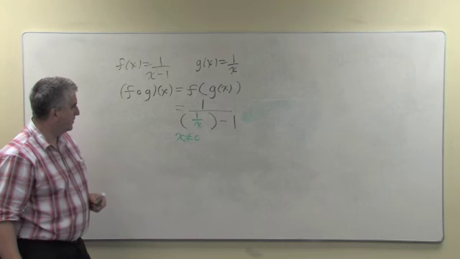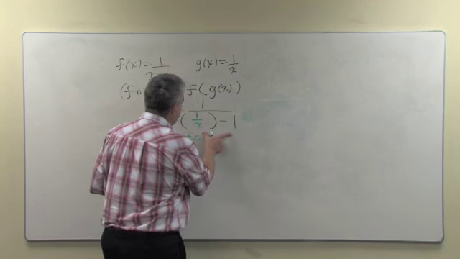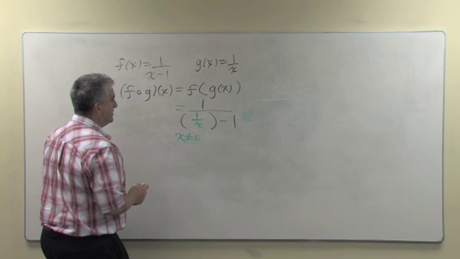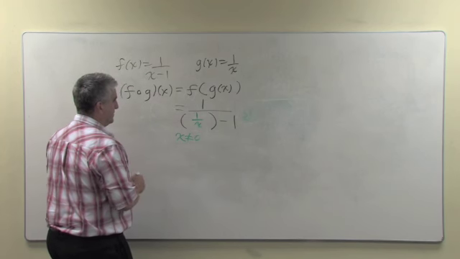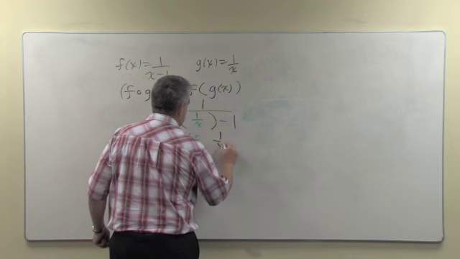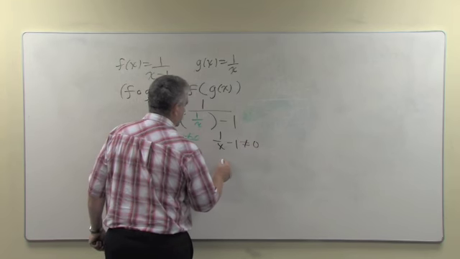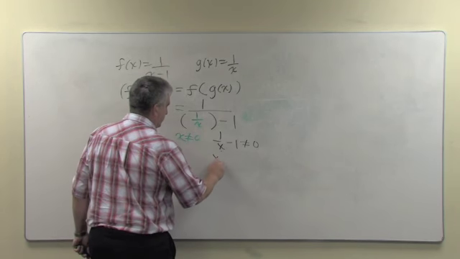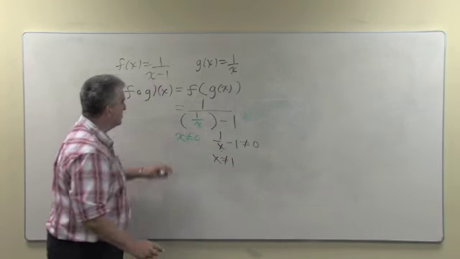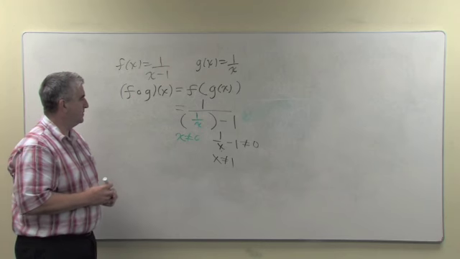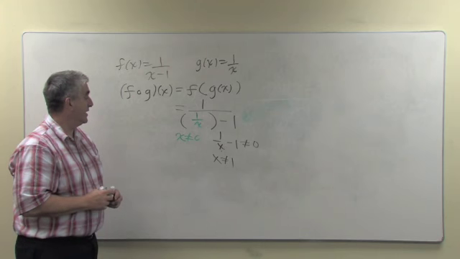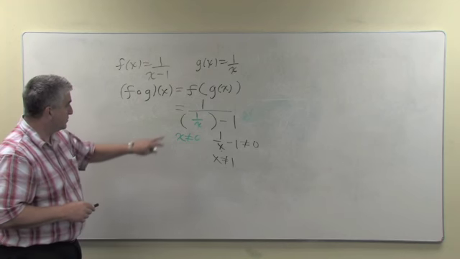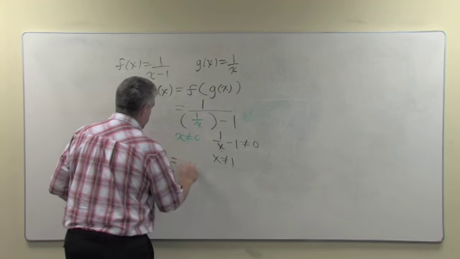Furthermore, we have to have this entire denominator not equal to 0, because if that entire denominator is 0, we're dividing 1 by 0. So we say 1 over x minus 1 cannot equal 0. That means that if we look at this, x cannot equal 1 as well. So there are a couple of restrictions on our domain that have to be taken note of: x cannot equal 0, and x cannot equal 1. With those restrictions in mind, let's simplify this expression.